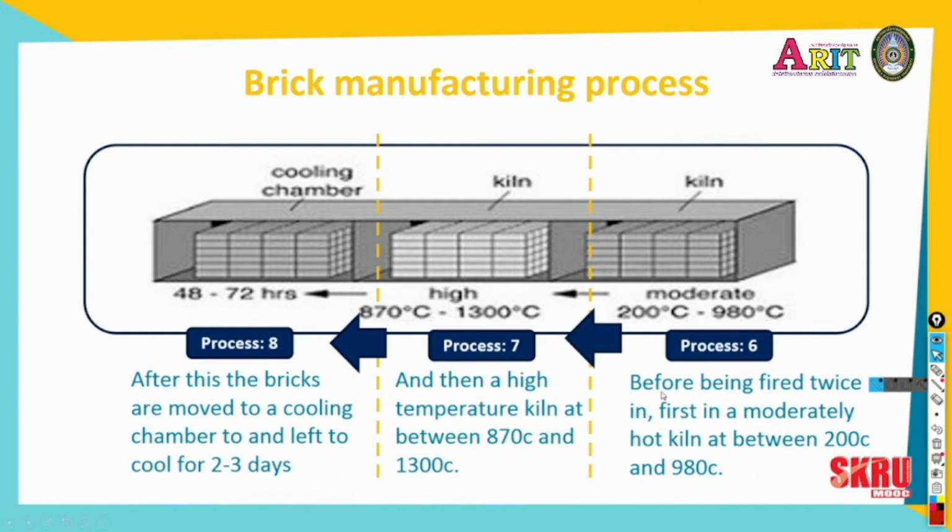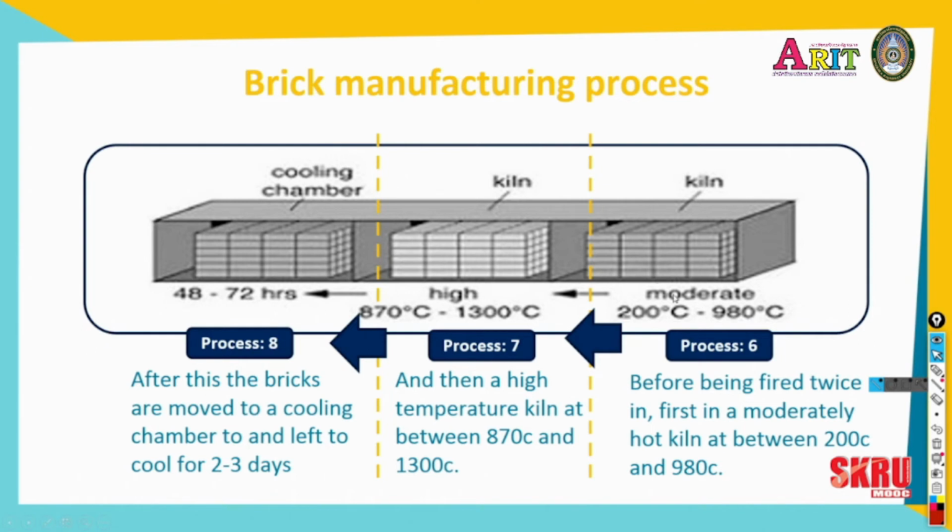Before, another frequency word for when it's happening to help put things in order. Before being fired twice. First in a moderately hot kiln between 200 and 980 degrees C. Then, so we use the and to connect these, a high temperature kiln between 870 degrees C and 1300 degrees C.